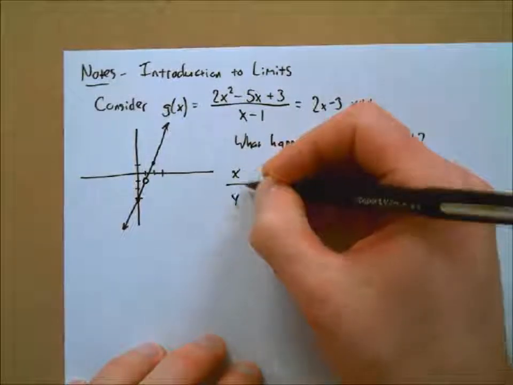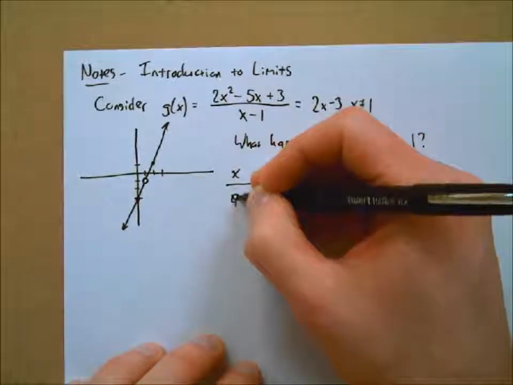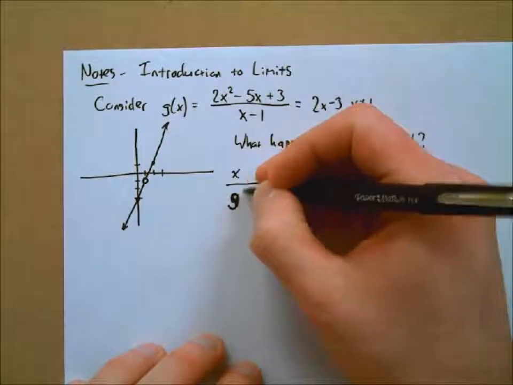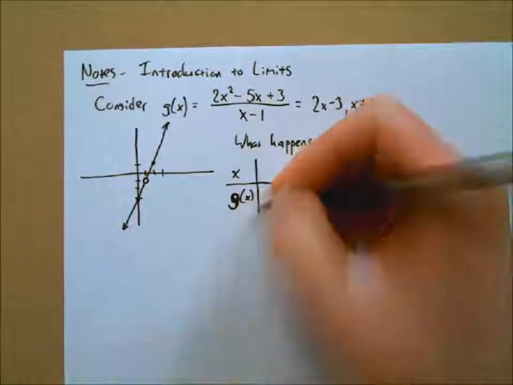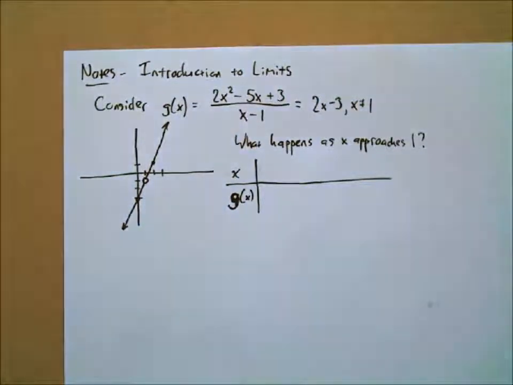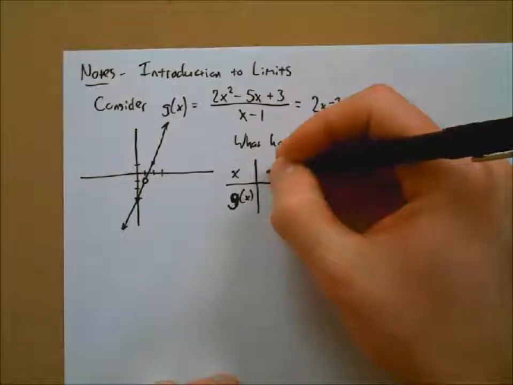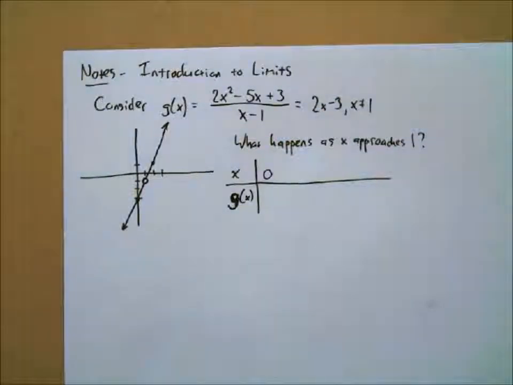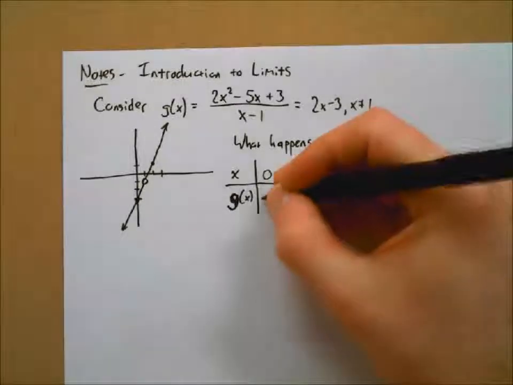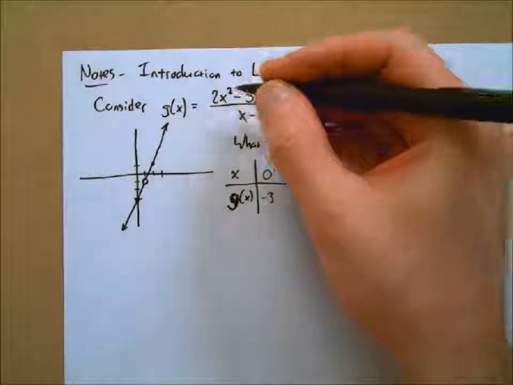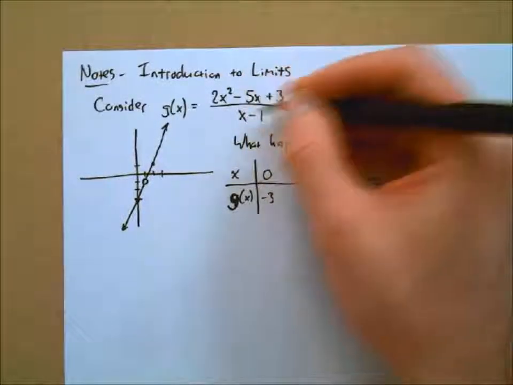So let's do that. I should name the function g of x. Let's perform this idea of approaching 1. Let's pick something that's kind of close to 1, something simple like 0. If I plug in 0, what is g of 0? It's going to be negative 3. Just plug 0 in: 0 minus 0 plus 3 is 3, over 0 minus 1 is negative 1. 3 over negative 1 is negative 3.